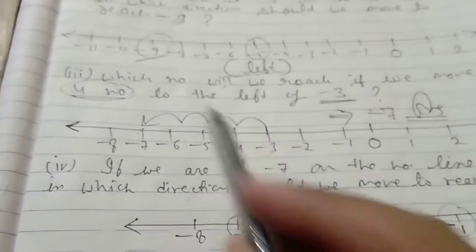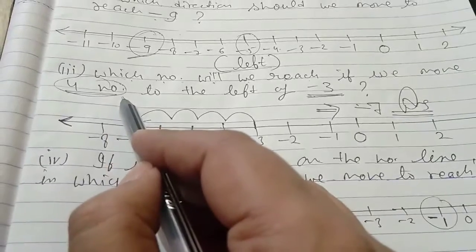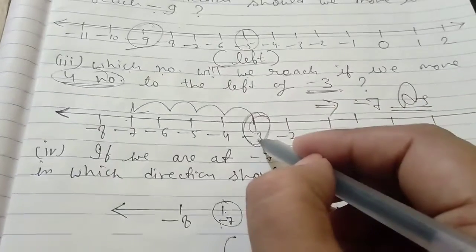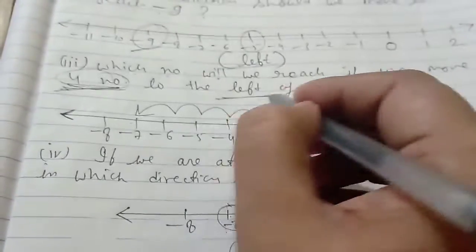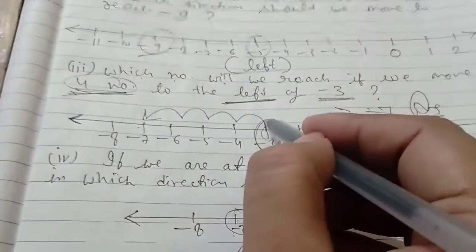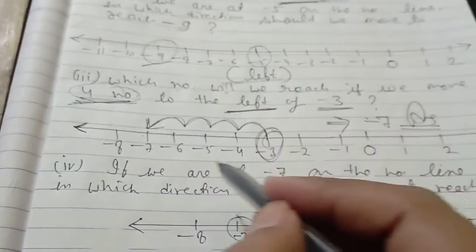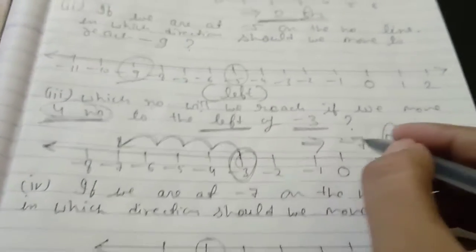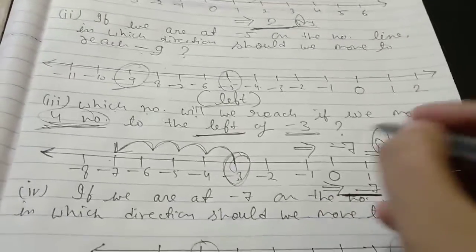Now moving to question number 3 again. Which number will we reach if we move 4 numbers or 4 steps to the left of -3? This is your position -3, and we have to move 4 steps, which means we have to jump 4 steps. In which direction? Left direction. So the left direction of -3 is this side. So 4 steps, 1, 2, 3 and 4. After 4 steps, the answer is -7. I don't have space here, so I can write -7. This is your answer, remember.